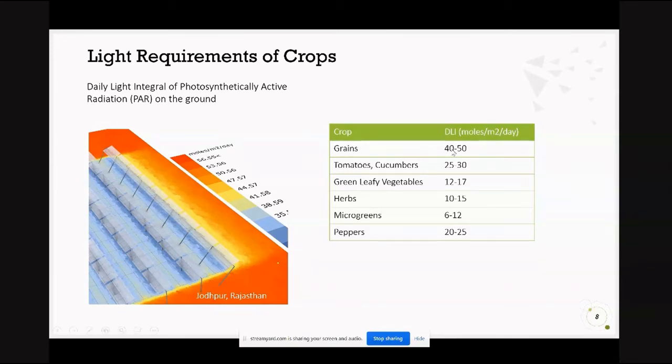So you really don't want to do grains. But for all vegetable crops, you see that the maximum here is about 30, and most of them are actually less. So even with the shade, you have more light than what's actually needed.